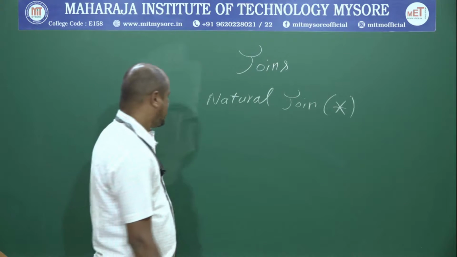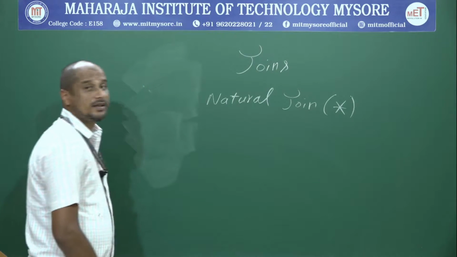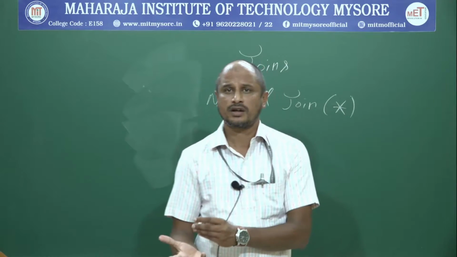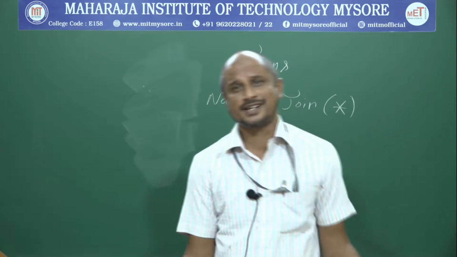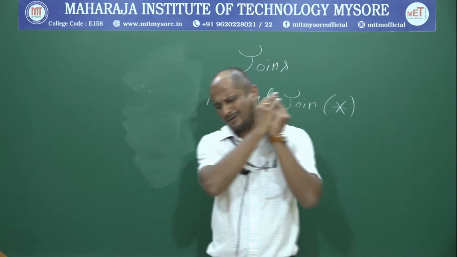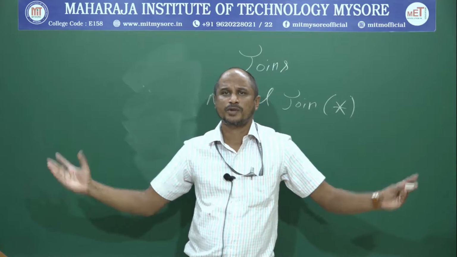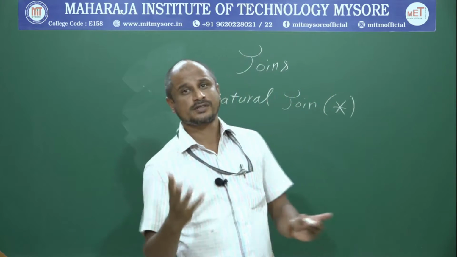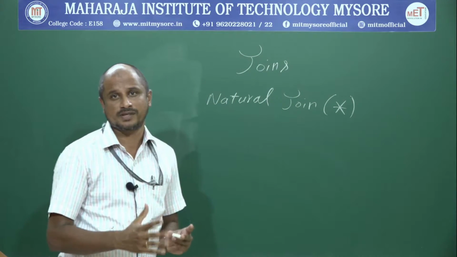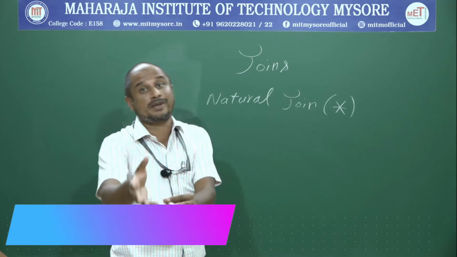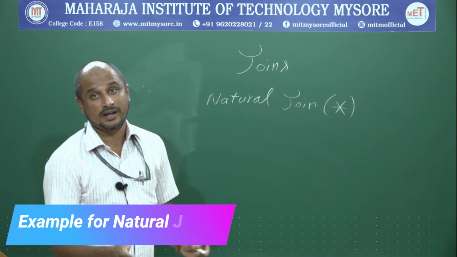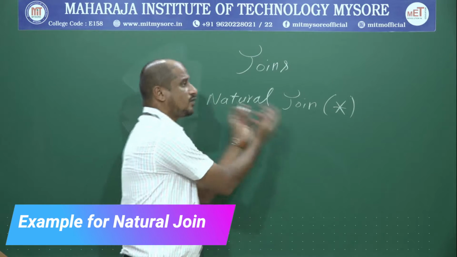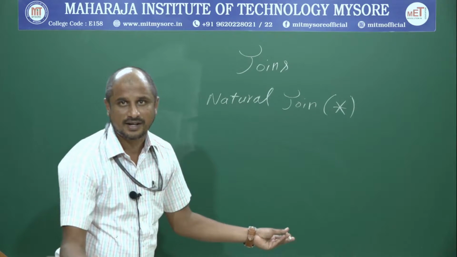I want to go with an example for natural join, because whenever I talk about DBMS, it's examples. Without examples, I'm not able to deliver a good lecture in DBMS, because real-time examples play the main role in DBMS. So I will go with an example so that the definition is very easy to understand.